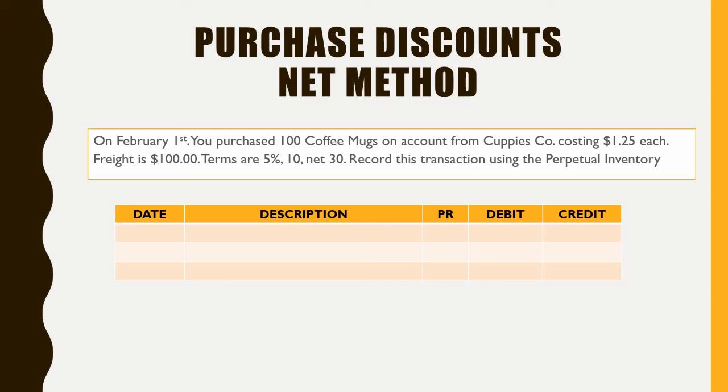So let's take a look here. If on February 1st you purchase a total of 100 coffee mugs on account from Cuppy's Co., and each cup costs you $1.25 and freight costs you $100, terms are 5/10, net 30. Record this transaction using perpetual inventory. In this case, we're under the net method. So how am I going to record my inventory here, if I'm using the net method under perpetual inventory?